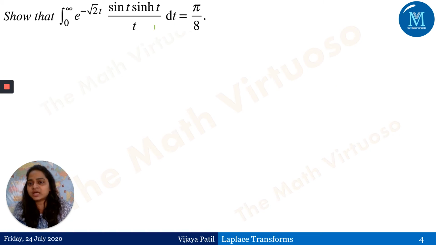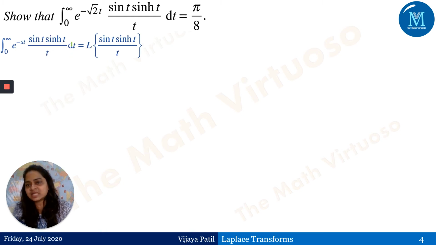Okay. Now show that the integral of e to the power minus square root of 2t, sine hyperbolic t upon t, dt is equal to pi by 8. Now this is also another type of question. In the previous question it was evaluate. In the present question it is show that. We have to show that the value of this is equal to pi by 8.